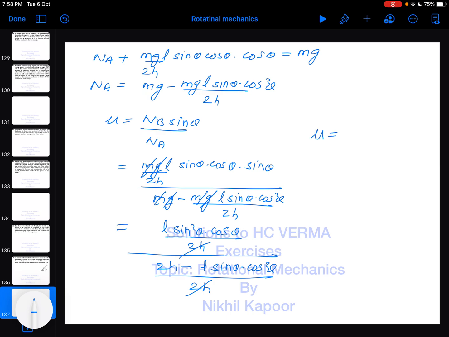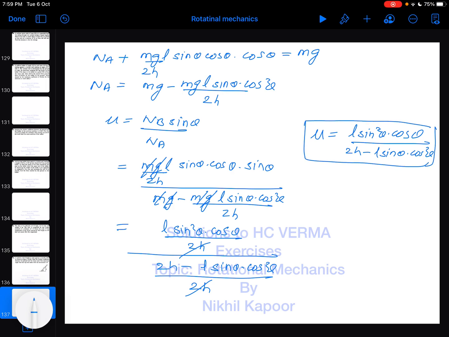So finally the coefficient of friction comes out to be L sin square theta cos theta upon 2h minus L sin theta cos square theta. And that is the final answer.